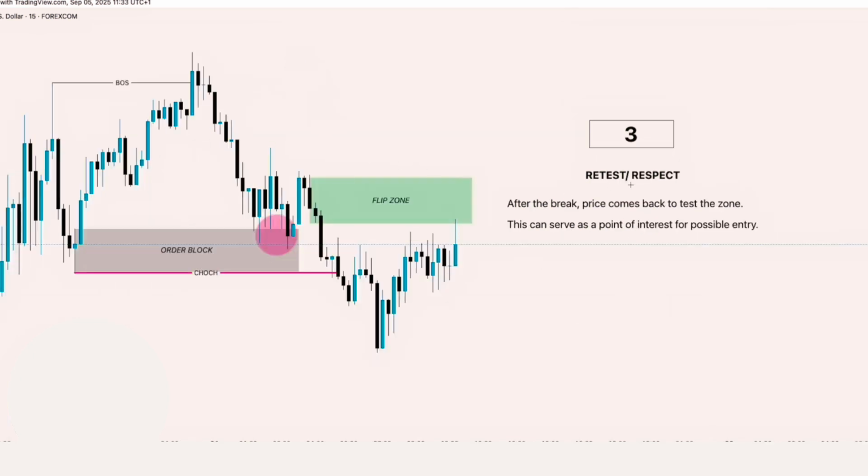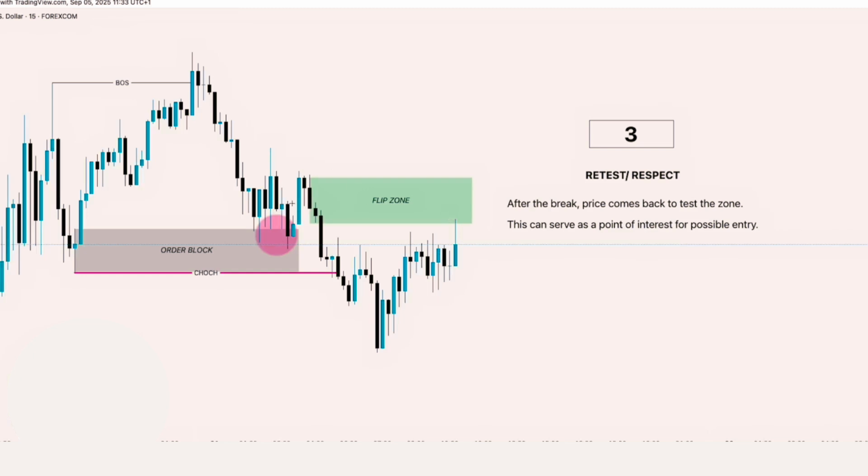So the next here is retest and respect. After the break, you wait for price to come back into the flip zone. Just like I've written here, after the break, price comes back to test the zone. This can serve as a point of interest. So the flip zone would now be a point of interest. So once the break happens, wait for price to come and retest the flip zone.